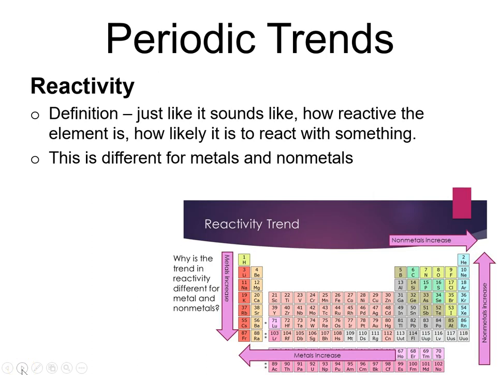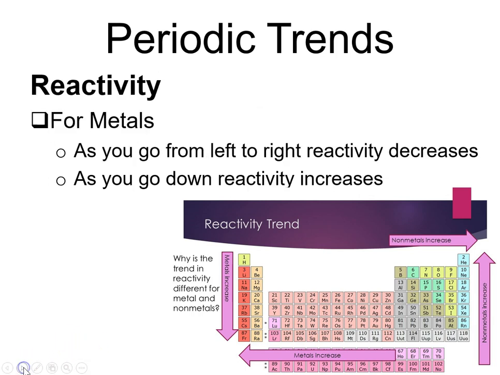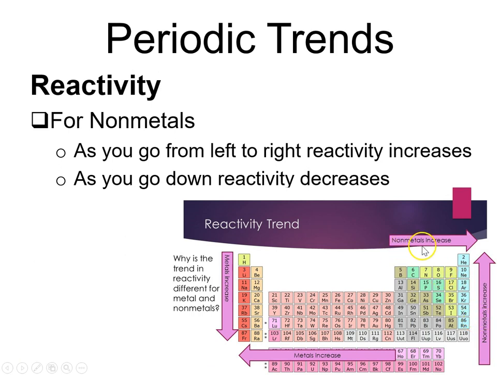So reactivity is the last one we're going to talk about, and it sounds just like what it is. It's how reactive something is. And it's different for metals and non-metals. So for metals, as you go left to right, it's going to decrease, and as you go down, it's going to increase. And it's the exact opposite for the non-metals. So as you go from left to right, it's going to increase, and as you go down, it decreases.